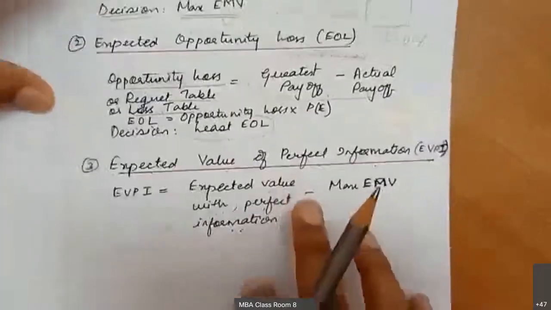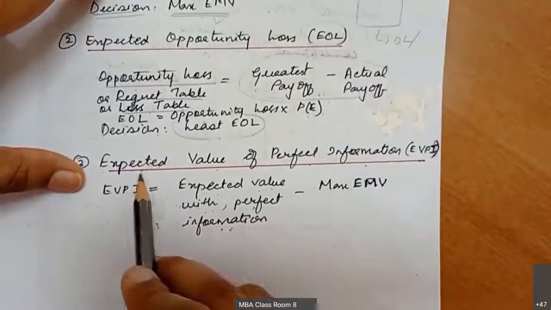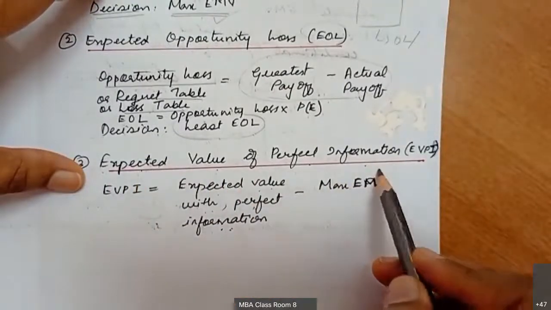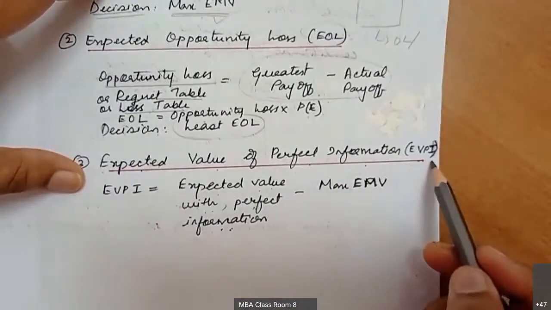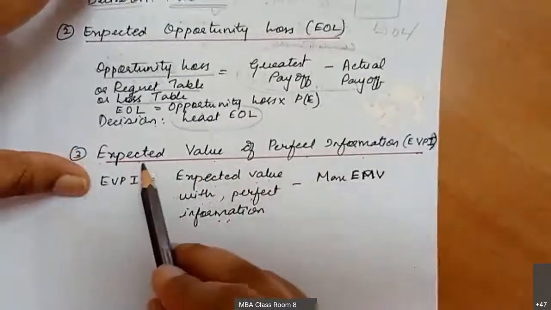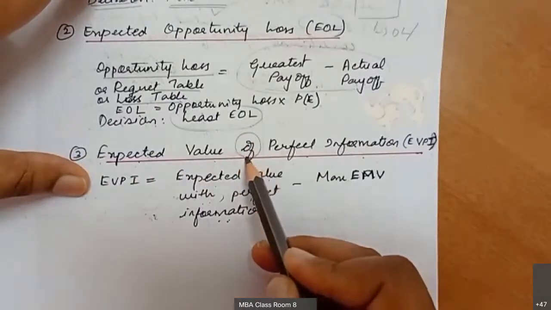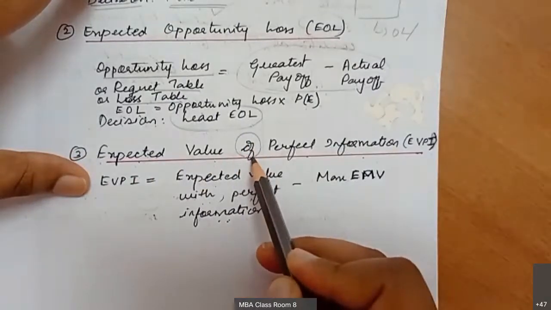Next, the third formula under the risk category is expected value of perfect information, which is also called EVPI. You have to be careful over here. Expected value of perfect information. EVPI.